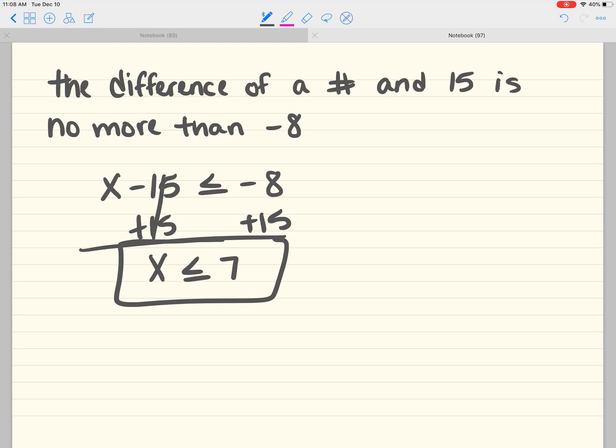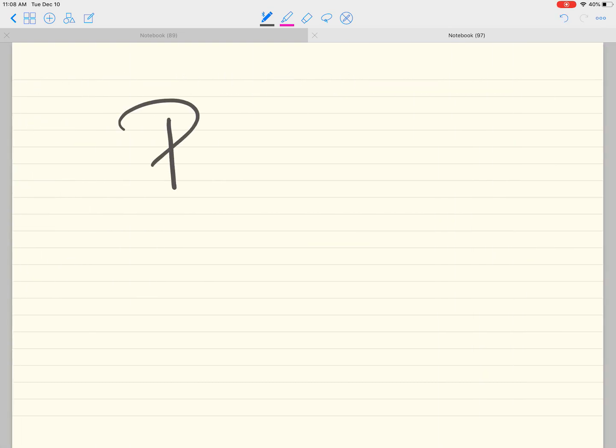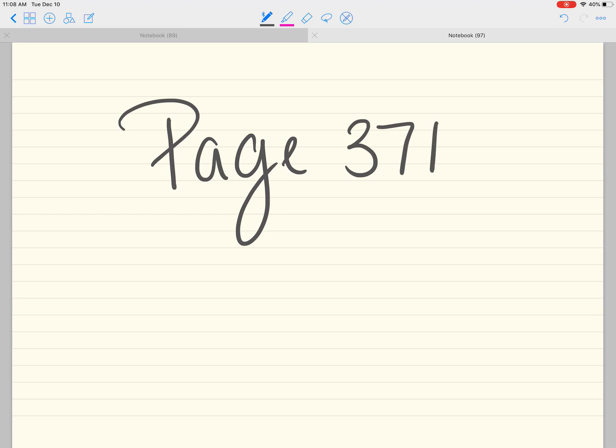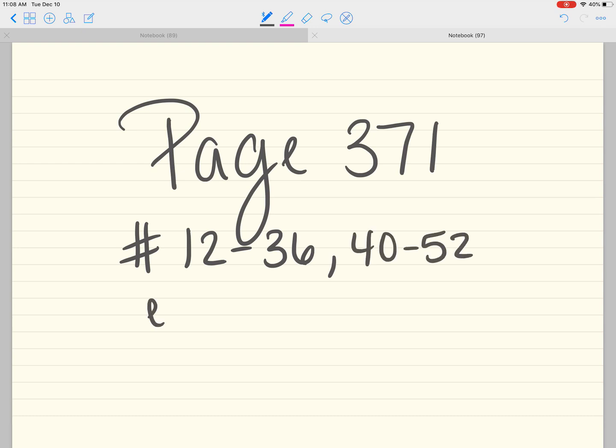Any questions? Here's the deal. Isn't this exactly like what we've been doing almost this whole chapter? The biggest mistake I will see is people that don't flip their inequality when you multiply or divide both sides by a negative. So make sure as you're going through and doing your homework, you write that at the top somewhere so that you remember to do that.